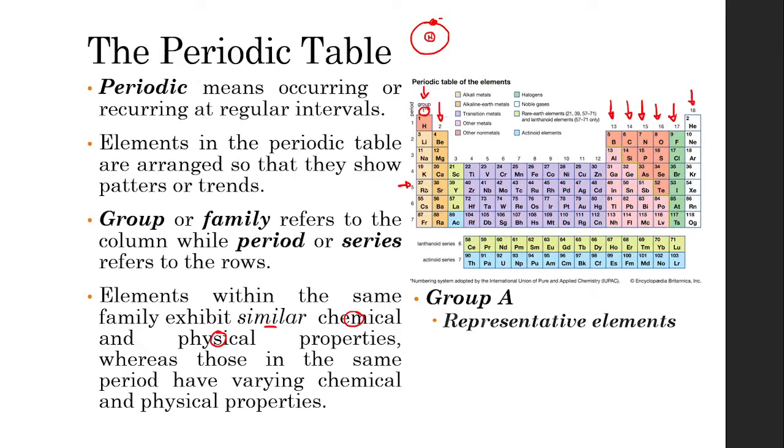The reason that these elements within the group exhibit very similar chemical and physical properties is because they have the same number of valence electrons. As for example, right here you have your hydrogen.